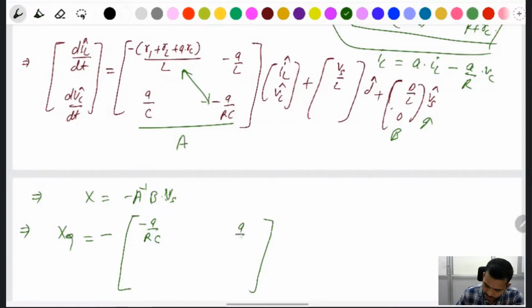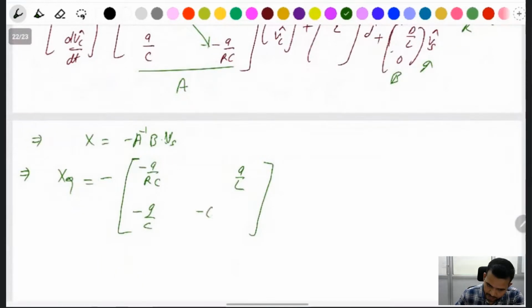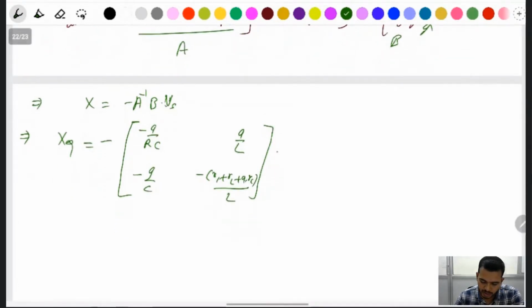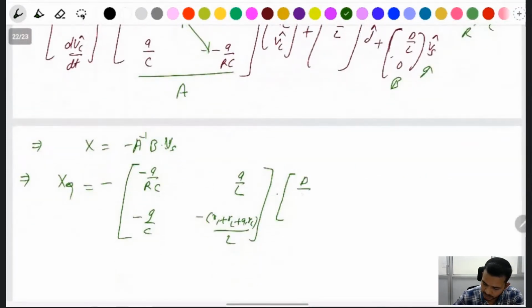minus A by RC, this one plus A by L minus A by C, and this one is minus R1 plus RL plus A into RC divided by L into this one is the cofactor matrix divided by the determinant. I have written B actually here.